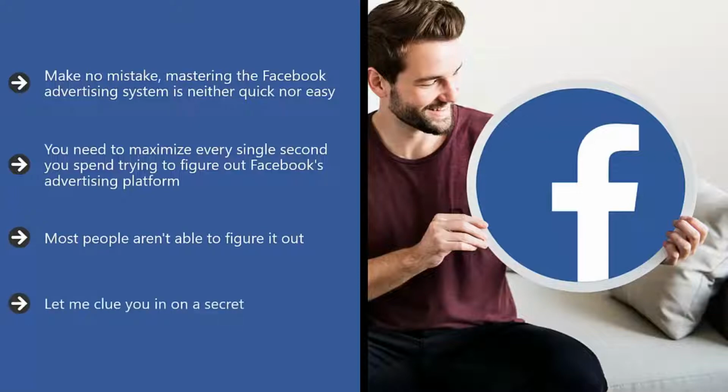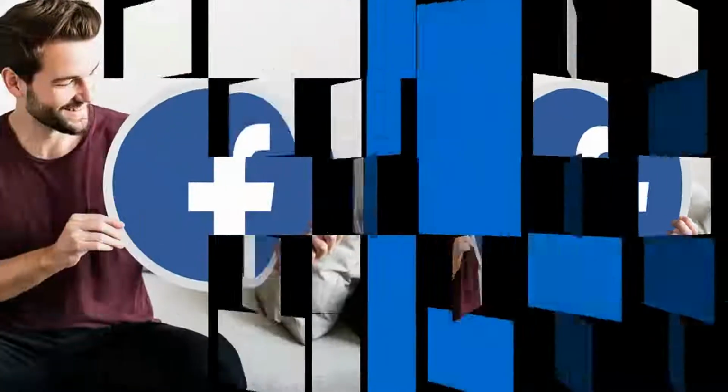Let me clue you in on a secret. Most of those experts and consultants are just faking it until they make it. They're just as clueless as their clients. Sure, people are paying them upwards of $5,000 to $10,000 a month, but at the end of the day, the results that they produce really aren't worth writing home about.